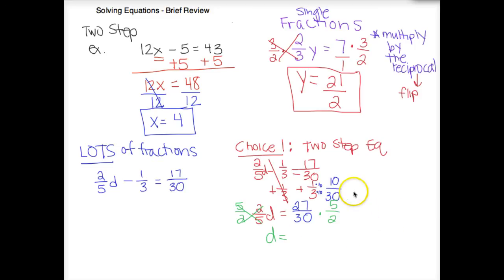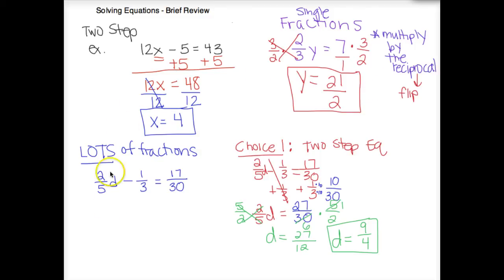When you first learned to multiply fractions, you learned that you could cross reduce because 5 goes into 30 6 even times. So that's what I would probably do first. Then 27 times 1 is 27, and 6 times 2 is 12. 27 and 12 are still both divisible by 3, so I would do that as well. That gives me 9 and 4 for my D. So that's option 1, solve it like a two-step and use the single fraction rule.